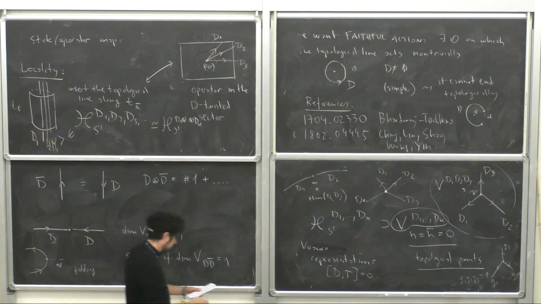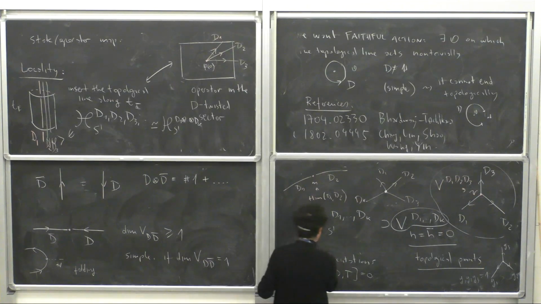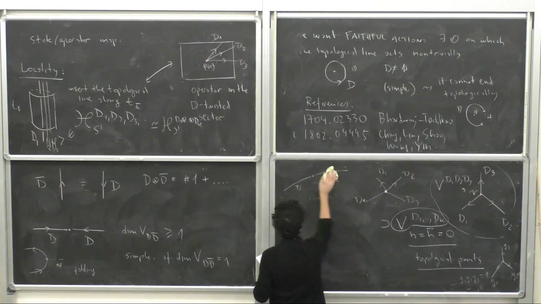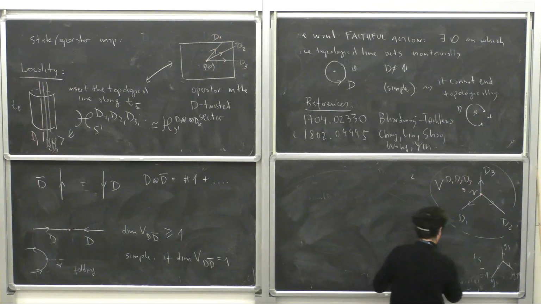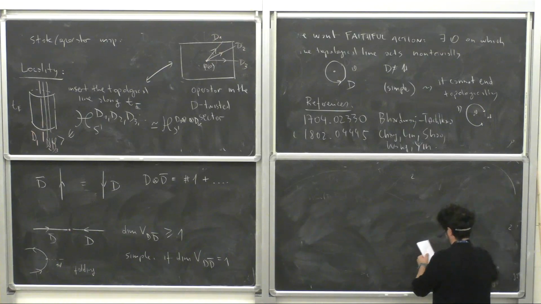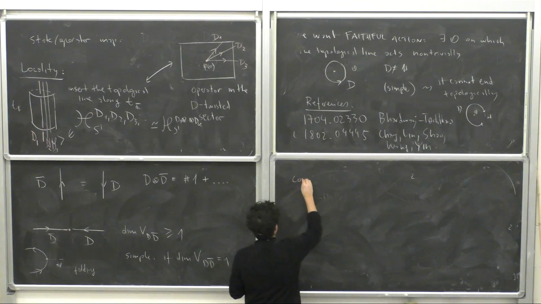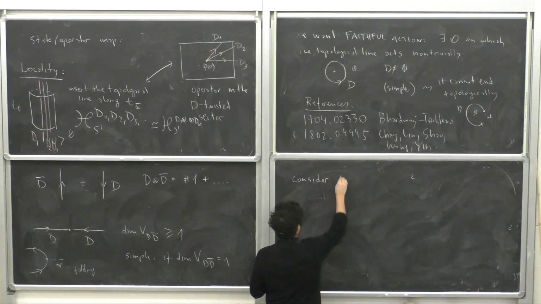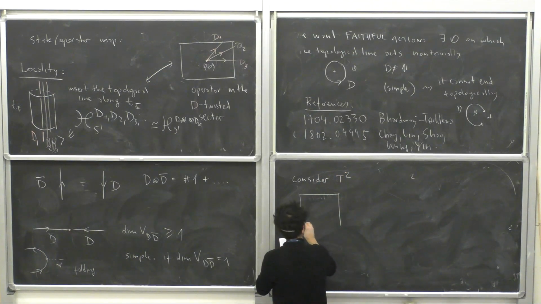So how do we compute it? How do we determine this dimension? We can consider, again, this picture on the torus. Consider the torus partition function with the insertion of these lines.